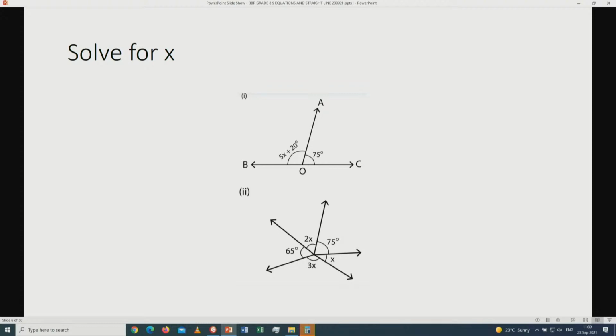Right, what I see here, I see a straight line. Number one. And what do you know about a straight line? When you put them together, they will give you 180. That is a hint for Roman 1. And then Roman 2, what do we have? Do we have a straight line?